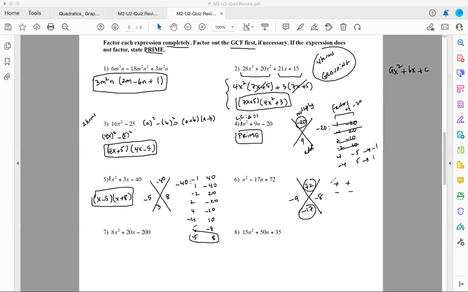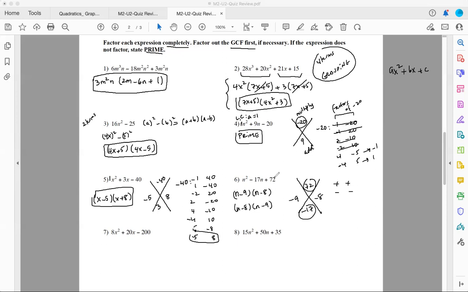And try it. -9 multiplied by -8 is 72. -9 plus -8 is -17. So here you get (n minus 9) multiplied by (n minus 8). Now, if you wrote this as (n minus 8) times (n minus 9), it's the same thing, right? Think about them as 2 and 3. 2 times 3 or 3 times 2. It's the same by the commutative property.